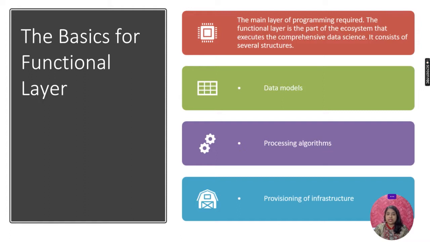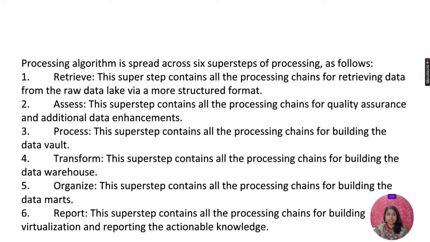The basics for the functional layer: the main layer of programming is required here. The functional layer is the part of the ecosystem that executes the comprehensive data science, and it consists of several structures, like the data models, processing algorithms, and provisioning of infrastructure. In the data models, we are ensuring that different data is handled by the appropriate data model. We should have the processing algorithms stored here, and provisioning of the infrastructure is taken care of.